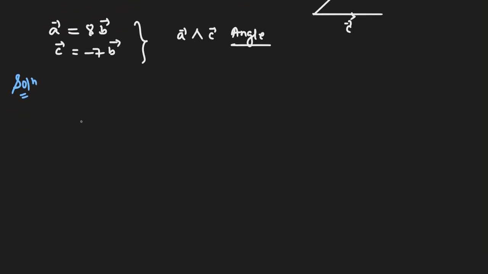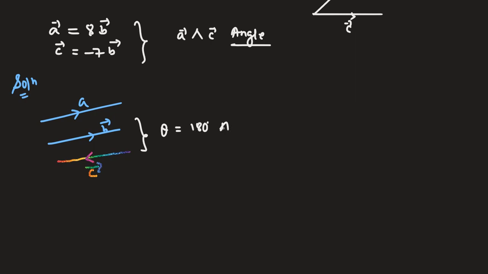The coefficient of b is positive, that means if a is like this, then the direction of b is also in the same direction. At the same time you notice that c is opposite of b, so c looks like this. This is our c vector. So now you notice that b and c have the angle 180 degrees. I hope all of you understand this concept. Now go to the next question.